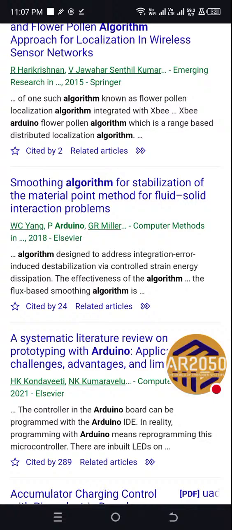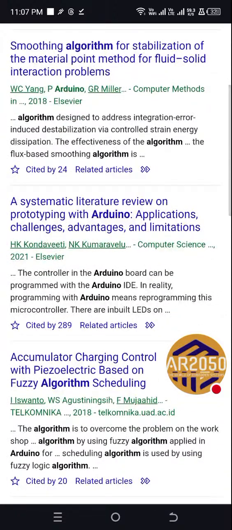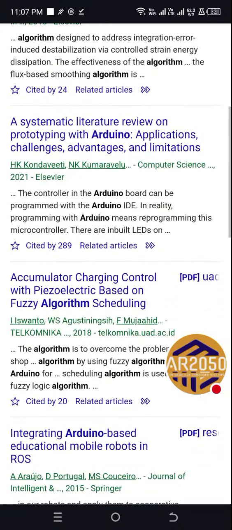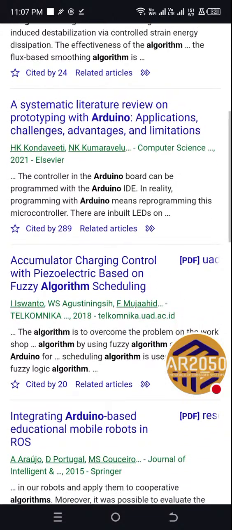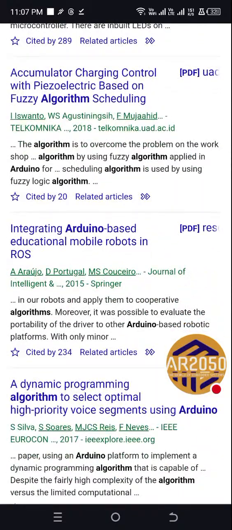Anyways, smoothing algorithm for stabilization for the material point method for fluid, a systematic literature review on prototyping with Arduino application, challenges, advantages and limitations. Nah. Accumulator charging control with piezoelectric. Nah. Integrated Arduino based educational mobile robots in ROS. Well.